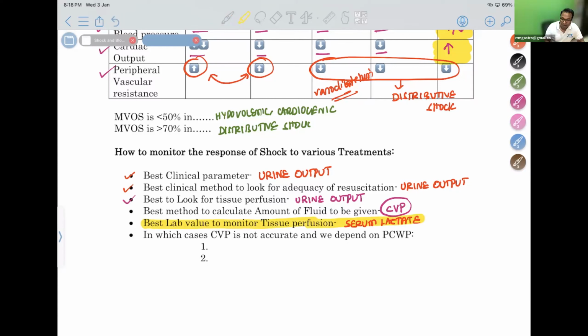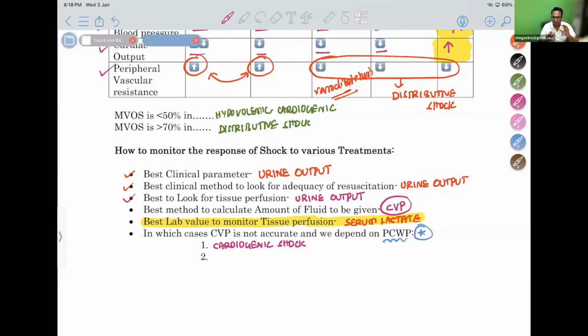Very important: cardiogenic shock. In cardiogenic shock, CVP will not be so accurate because the heart has failed. So we have to depend on pulmonary capillary wedge pressure. And number two is septic shock. In septic shock, there is a hyperdynamic circulation, so CVP will not be accurate. Therefore, in cardiogenic shock and septic shock, for giving fluids, I should use pulmonary capillary wedge pressure.